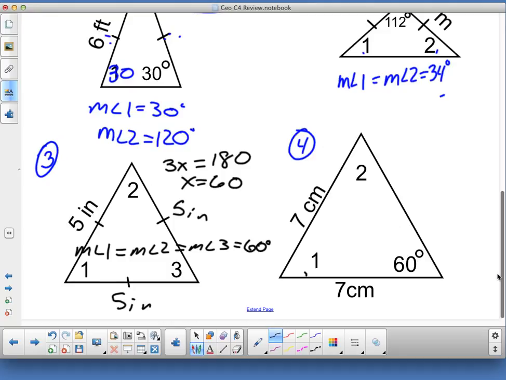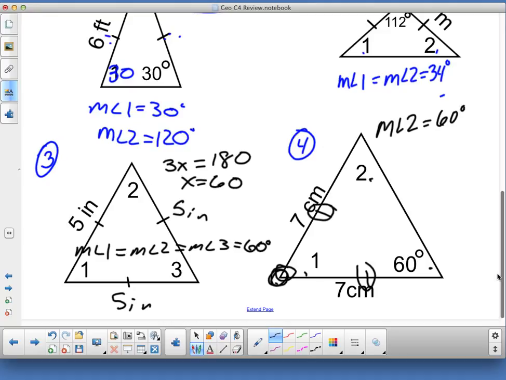Now, last one. I got a 60 degrees. I've got this is congruent to that. Did you see how I figured that out? Because they're both 7 centimeters. So what do I know automatically before I even do any calculations about angle 2? Angle 2 is what? Because it's base angles of an isosceles triangle. This happens to be my vertex angle. Base angle, because these are congruent. So the measure of angle 2, by property, is 60 degrees.